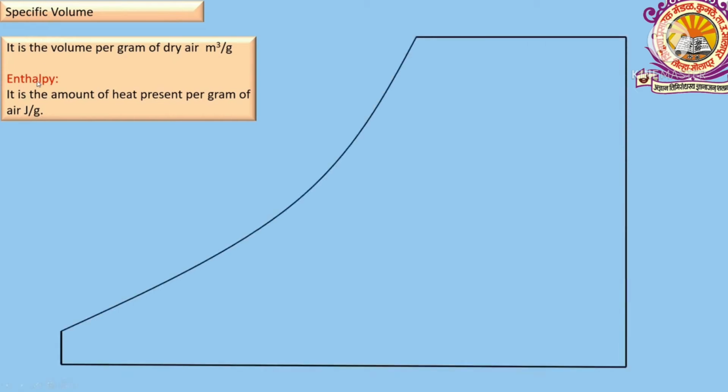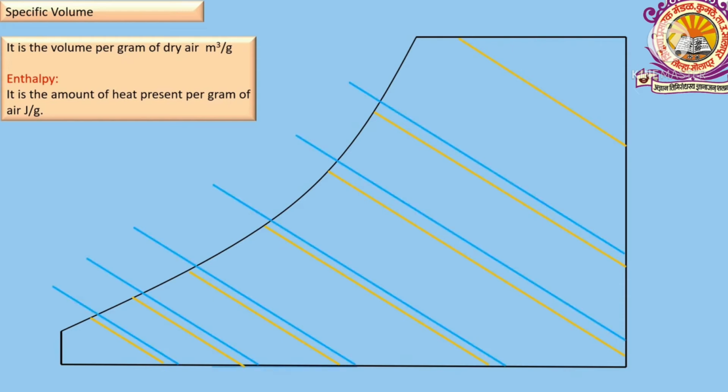Heat content per unit mass of air. So these are the constant enthalpy lines on the psychrometric chart. When we extend these, they are similar to, or parallel to, the wet bulb temperature lines. So when we extend these wet bulb temperature lines on the enthalpy scale, we get the enthalpy of the air. So the wet bulb temperature lines we have to extend.